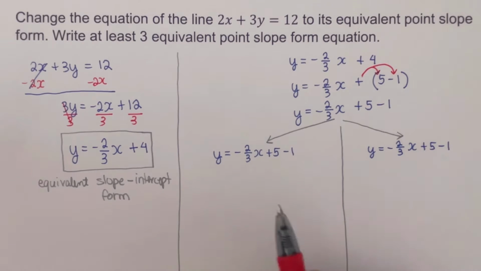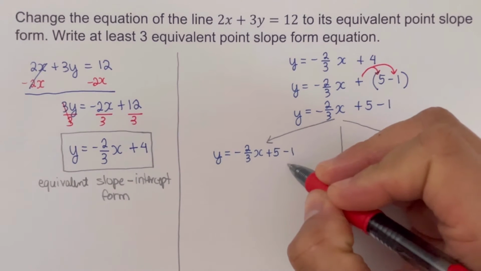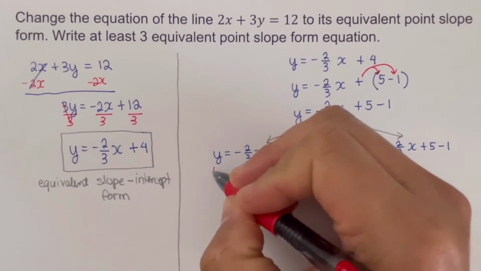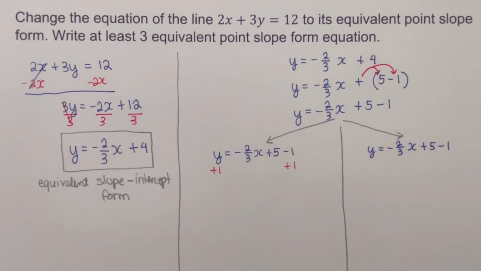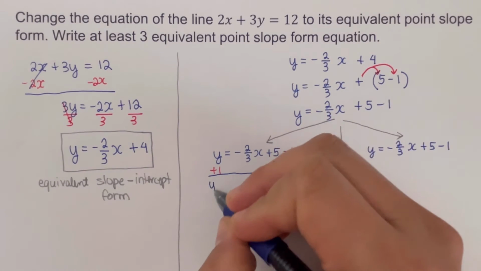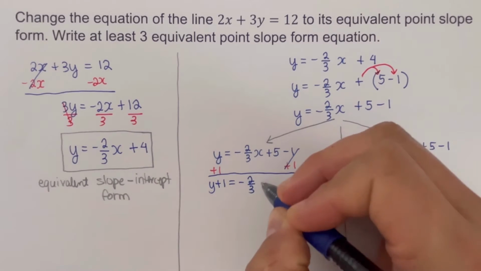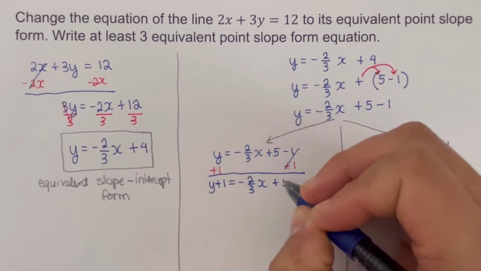So in this side right here, I am going to add 1 to both sides. So I'm going to go ahead and add 1 here, and I'm going to add 1 to that side as well. So our equation would come out, so we can cross this out. That would be y plus 1 equals negative 2 over 3x plus 5.